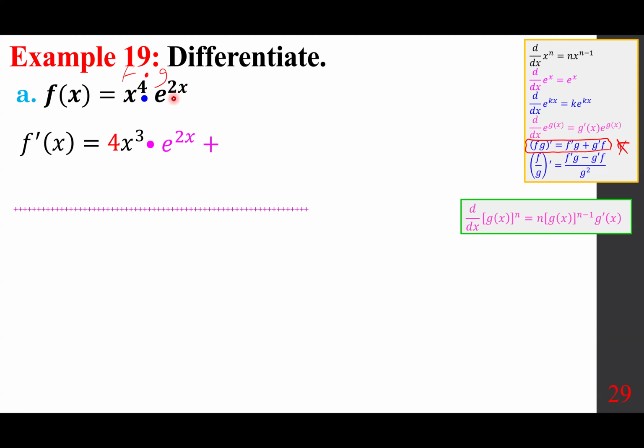E to the power of 2x, the answer is itself because it's exponential. Then times the 2, the derivative of the exponent. And then f, which is x to the power of 4. In other words, we have f prime g plus g prime f. And we are going to factor what's in common.